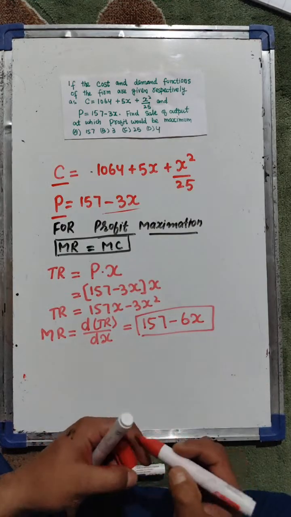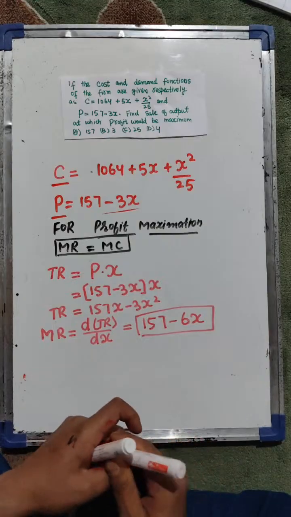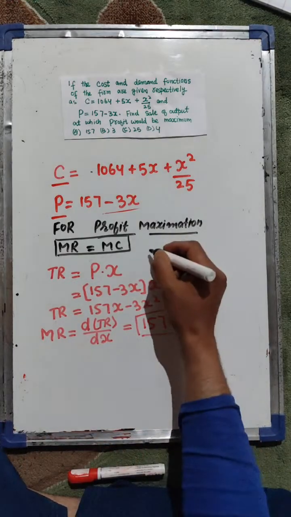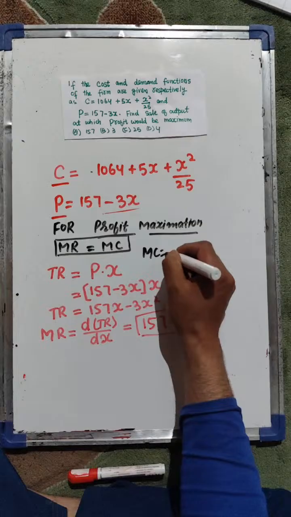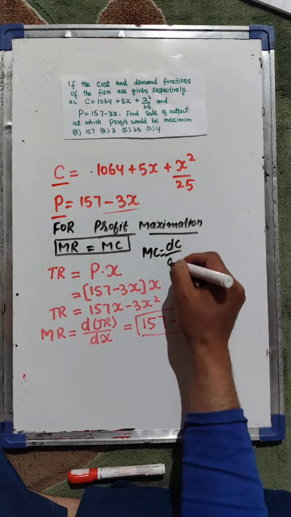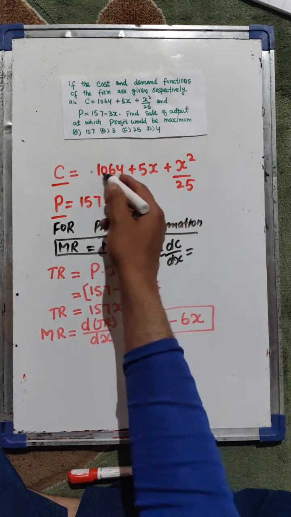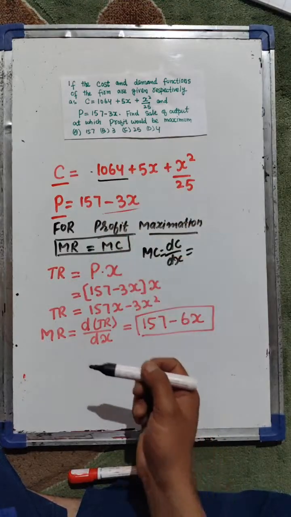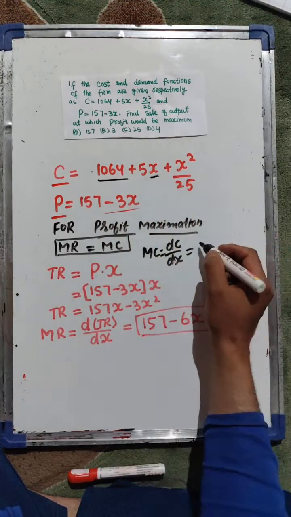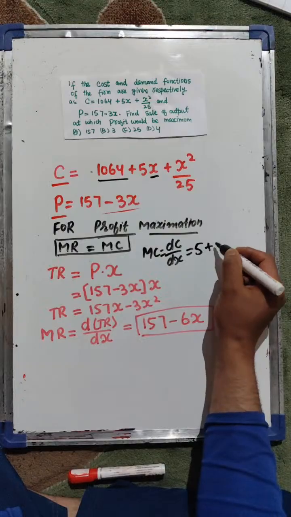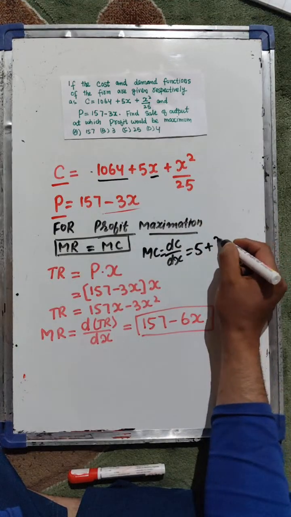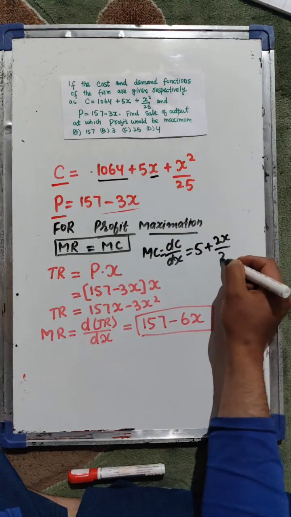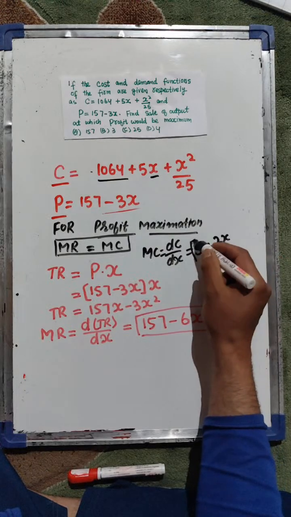Now we also need to find the marginal cost. Marginal cost is simply the change in the cost due to the change in the output. In the cost function, derivative of a constant is 0, derivative of x is 1, so we are left with 5 plus derivative of x square is 2x, then we have 25 here. This is our marginal cost.